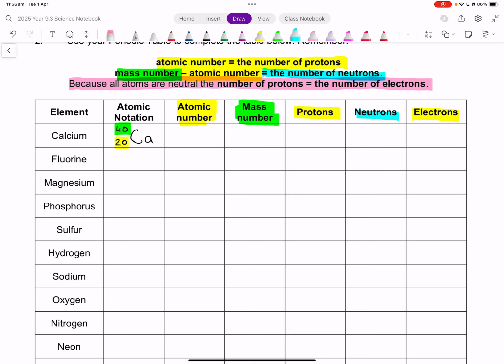So let's start. Atomic number in this case is 20. This means that there are 20 protons and 20 electrons. The mass number in this case is 40. So I'm going to give you a little cheat here. If we know that the atomic number is the same as the number of protons, you could effectively write a minus symbol here, a subtraction sign. 40 minus 20 gives how many neutrons? 20.